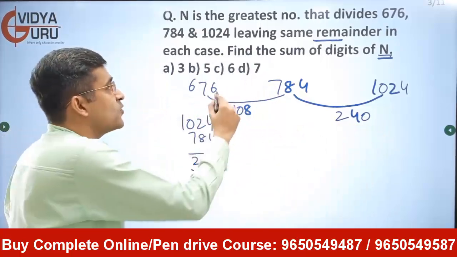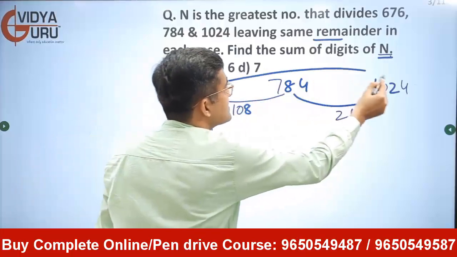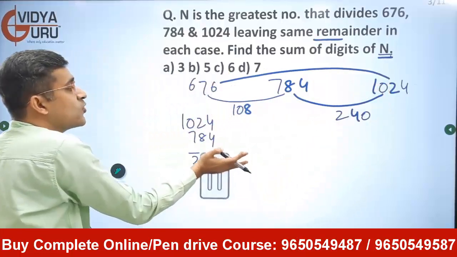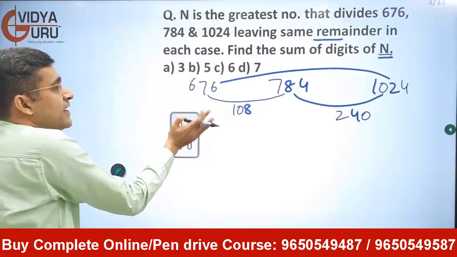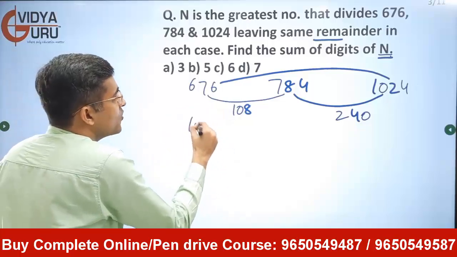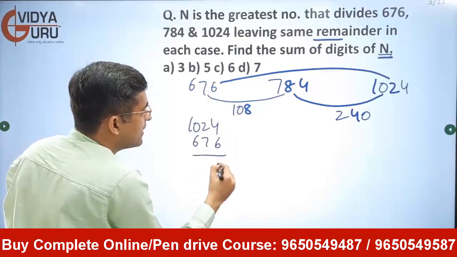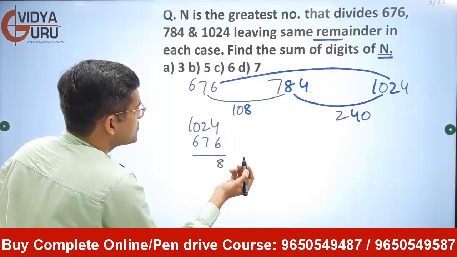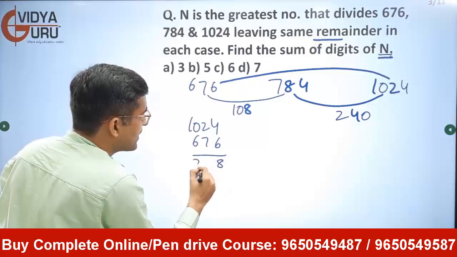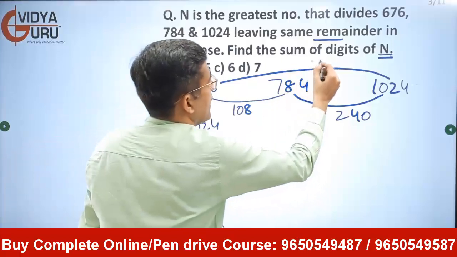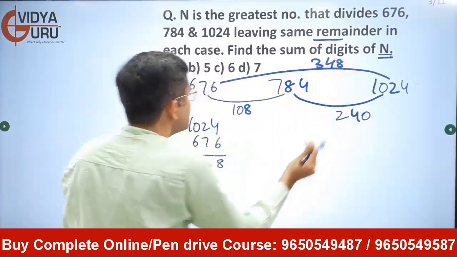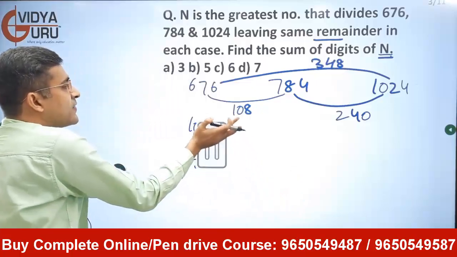And what is that pair? Do not forget this pair. 676 and 1024. So let's find out the gap. 1024 and 676 will be subtracted. 14 minus 6 is 8. So it becomes what? 11 minus 7 is 4. So it becomes 348.